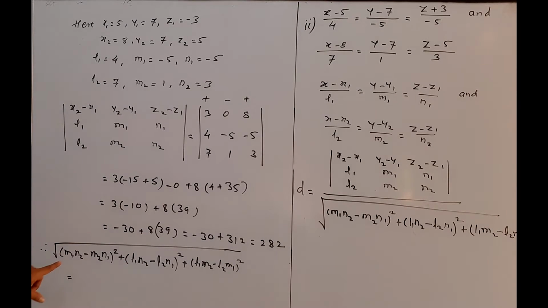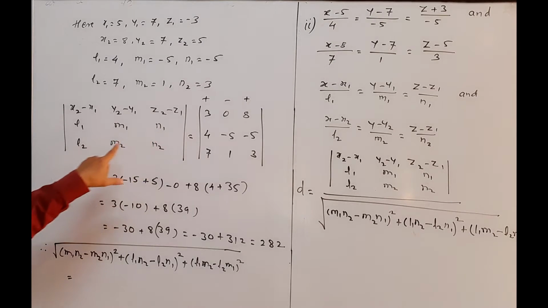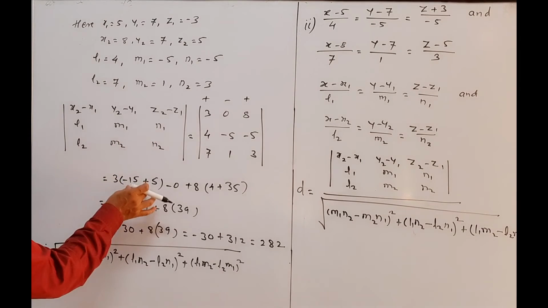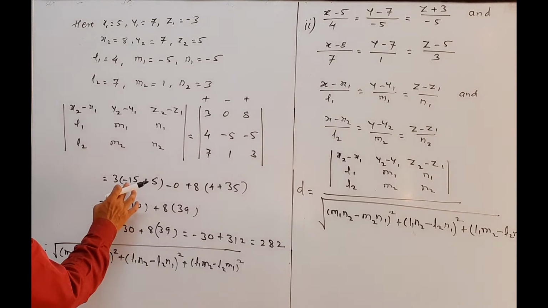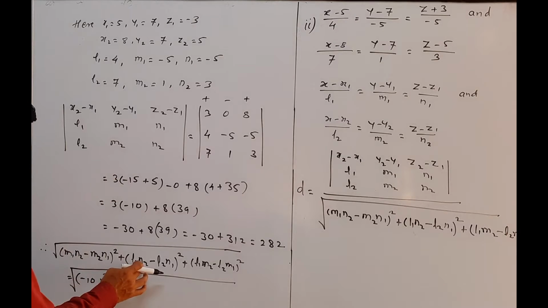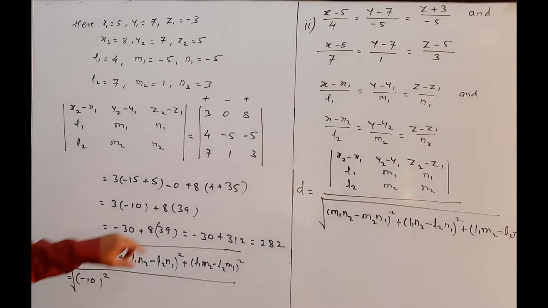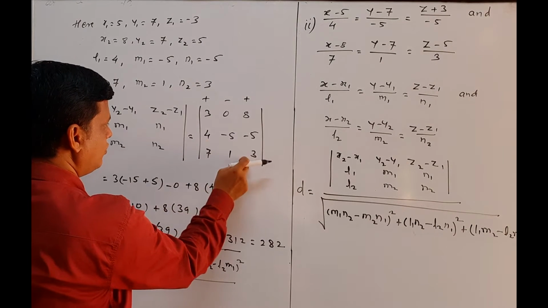Now this M1 N2 minus N1 M2. So this bracket value is the value of this M1 N2 minus M2 N1. So we write here, from this minus 15 plus 5, which is minus 10. So we write minus 10 its square. Then L1 N2 minus L2 N1. This value we have not calculated. So we calculate this value first. So 4 into 3 is 12.